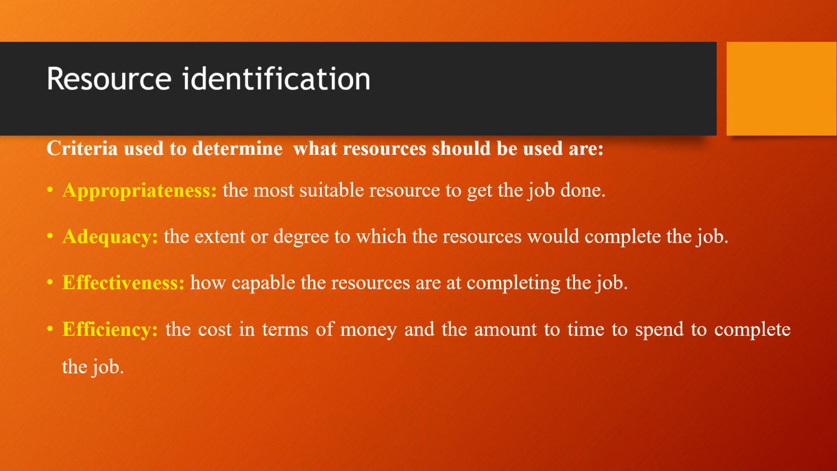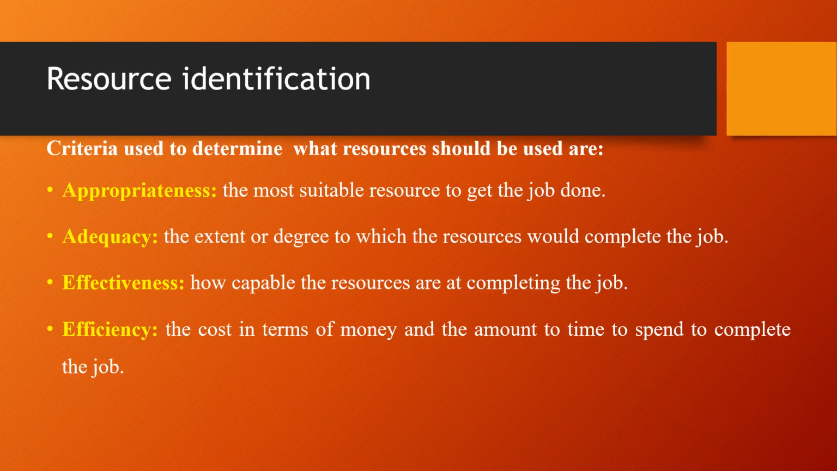The criteria that should be used for resource identification are appropriateness, adequacy, effectiveness, and efficiency. What is meant by appropriateness? The most suitable resource to get the job done. That is, whatever things you are identifying should have the appropriate procedure or appropriate thing to get the job done.